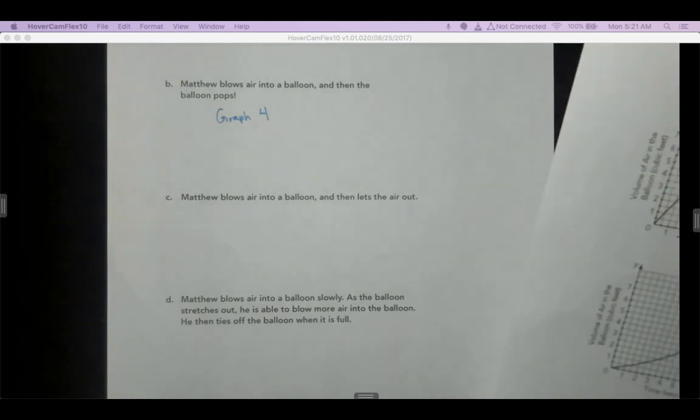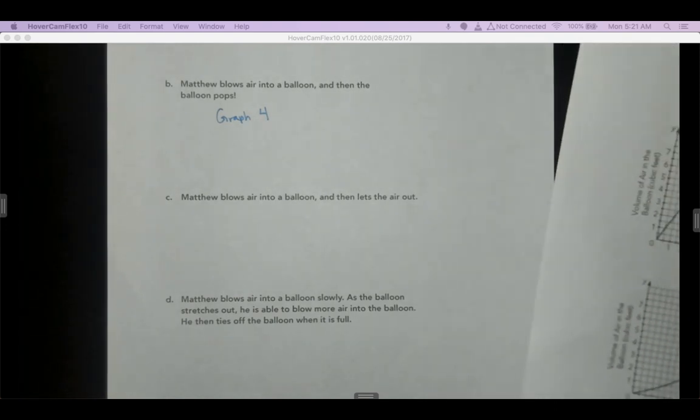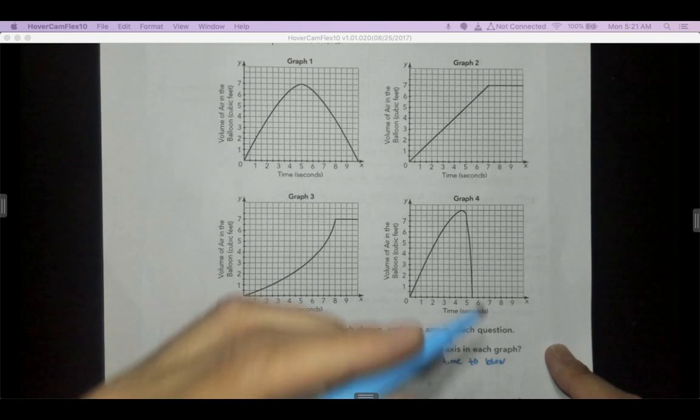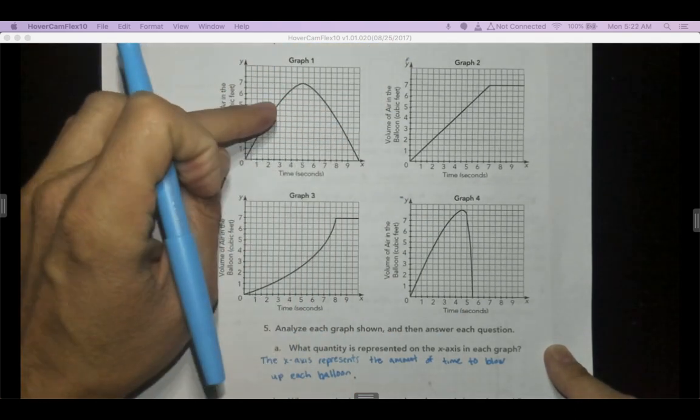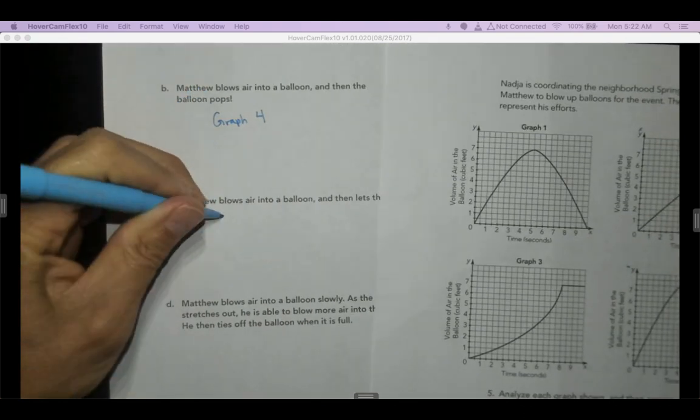C, Matthew blows air into a balloon and then lets the air out. Well, we already chose this one. We already chose this one. This one, you put the air in and then it blows out. And so that's graph 1.